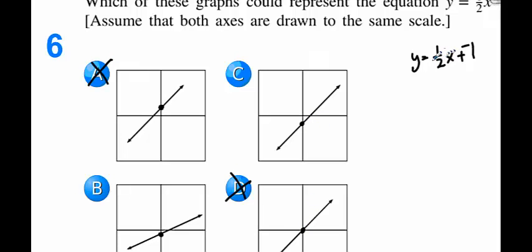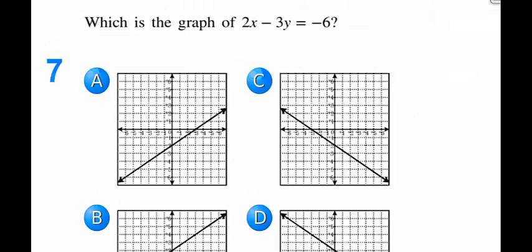1/2 x means I go up 1 and over 2. Well, that looks like it goes up 1 and over 1, whereas C looks like it goes up 1 and over 2, so that's the more likely. So answer B.